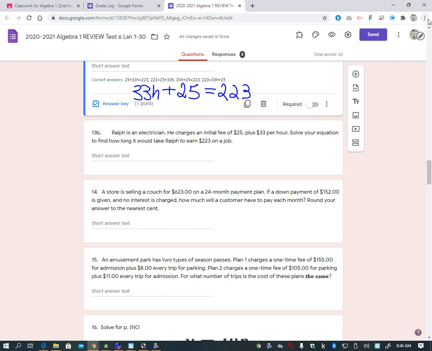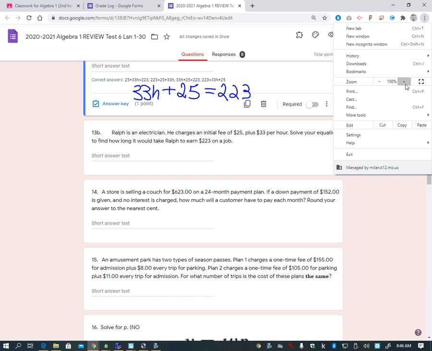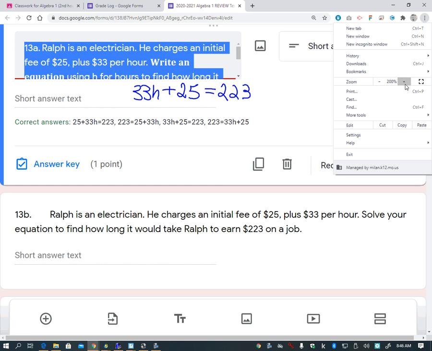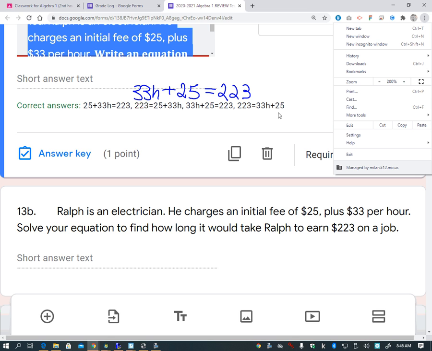What I'm going to do here is zoom in on this a little bit to make sure that we're reading these answers right. 25 plus 33H. Okay, so we do have equals here. What did you type in? 33H plus 25 equals $200. And that's probably why, because anything other than what is being exactly typed in here is going to get counted as wrong, even if it's not actually wrong. So you're not wrong by putting dollar signs in there. They're just not listed here.